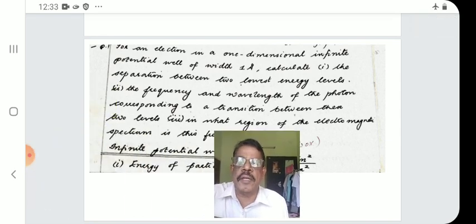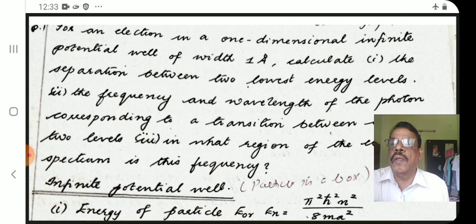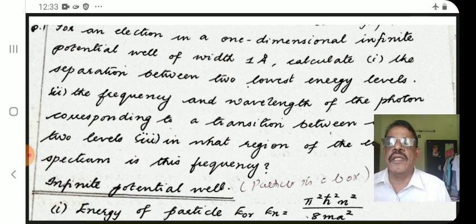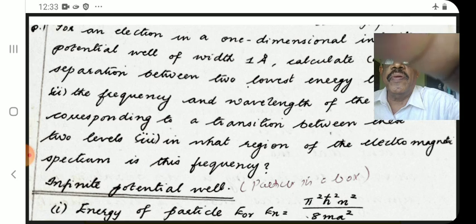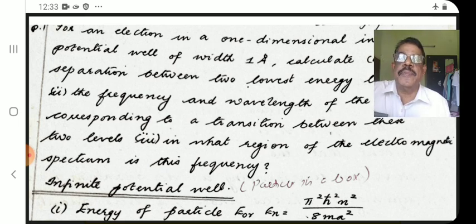The first problem I shall read. For an electron in a one-dimensional infinite potential well of width 1 angstrom, calculate 1, the separation between two lowest energy levels. 2, the frequency and wavelength of the photon corresponding to a transition between these two levels. And 3, in what region of the electromagnetic spectrum is this frequency?